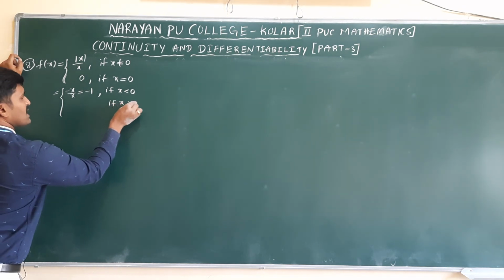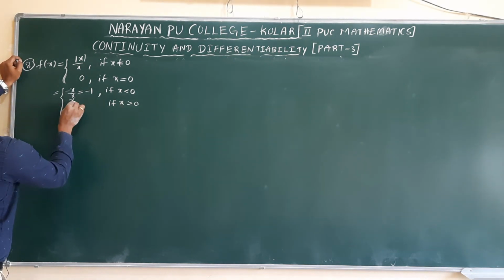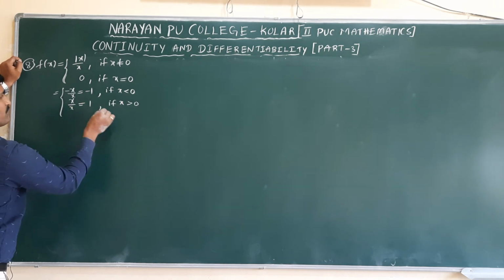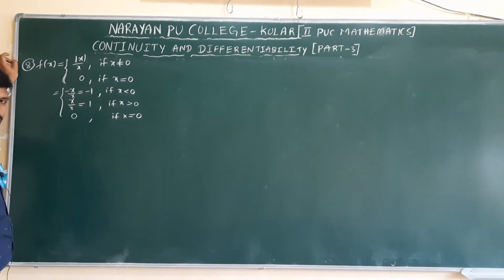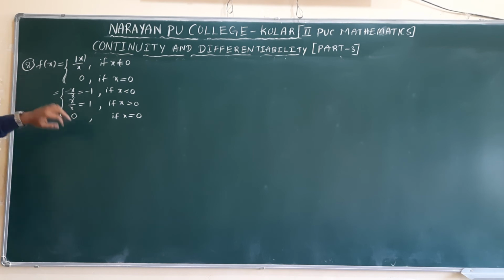Next, if x is greater than 0, mod x becomes x. x by x is 1. If x is equal to 0, what is the function? 0. Again you are getting 3 conditions. We need to verify for less than 0 values, for greater than 0 values, and at 0 also, because all 3 are not the same for all conditions.